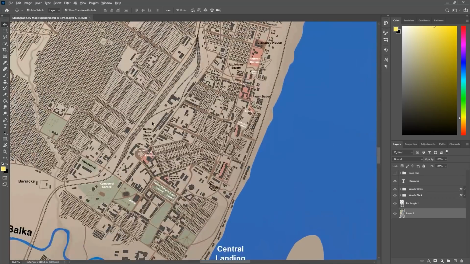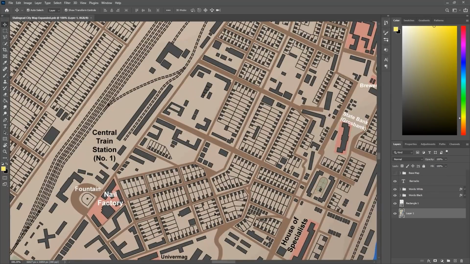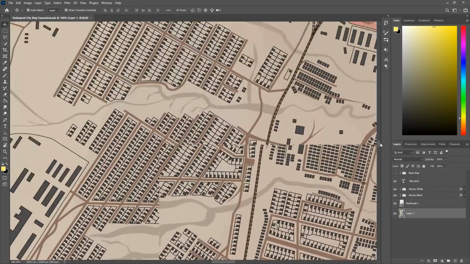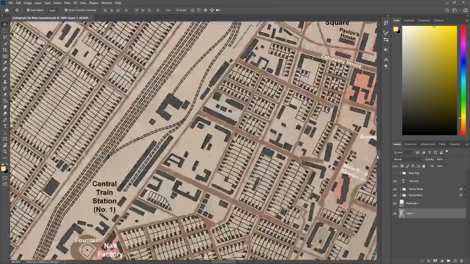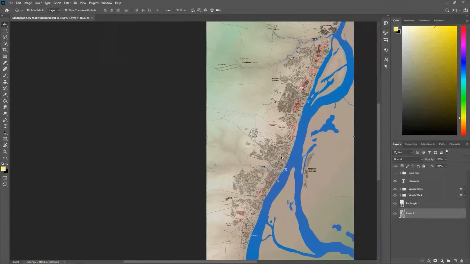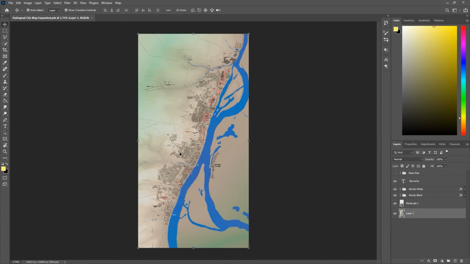But I'm just really impressed by this. Look at how many individual buildings Terry had to put in. Took him months, and I can understand why. But yeah, very happy with that. So, that's a quick tour of Stalingrad. Hopefully you enjoyed it.